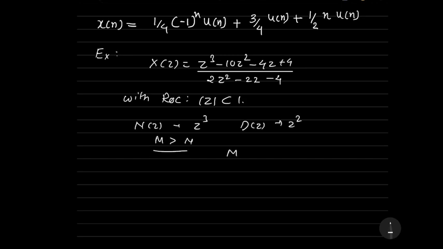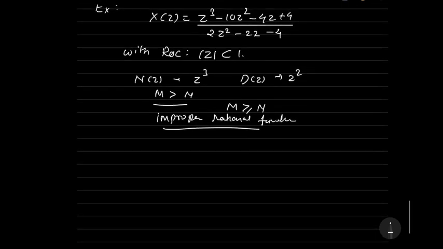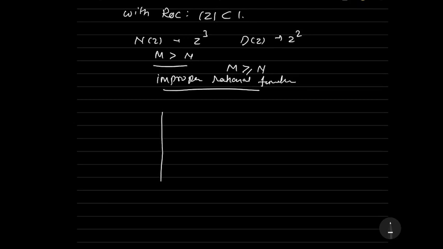And whenever m is greater than or equal to n, that is, the number of zeros is greater than or equal to the number of poles, the function is an improper rational function. So before doing the inverse z transform, we have to convert this into a proper rational function and a sum of polynomials. To convert this, we use the long division method.